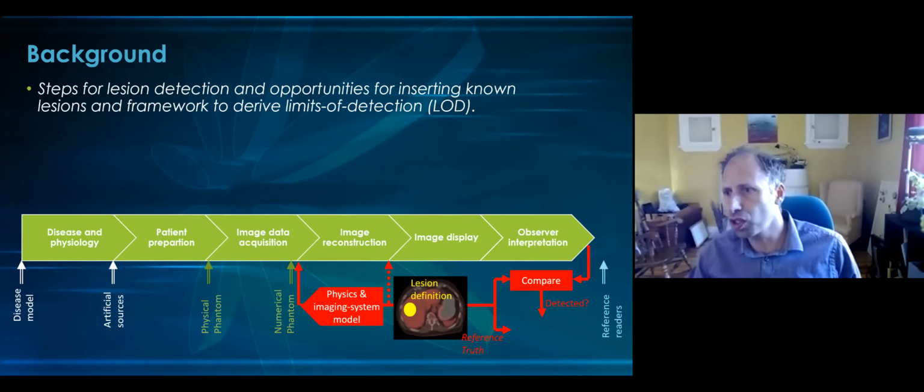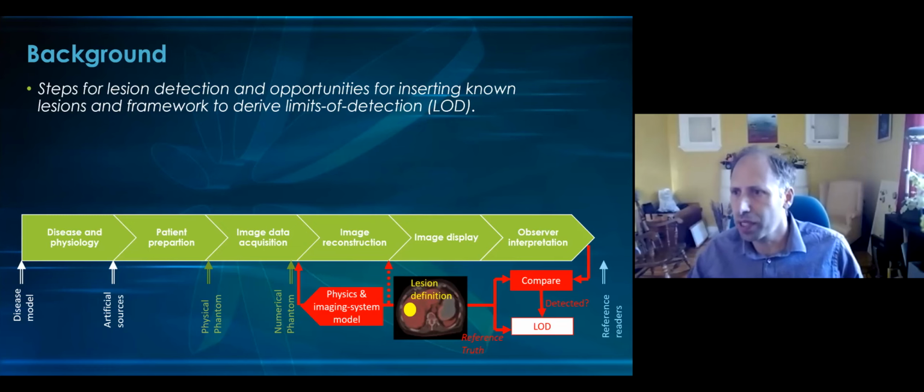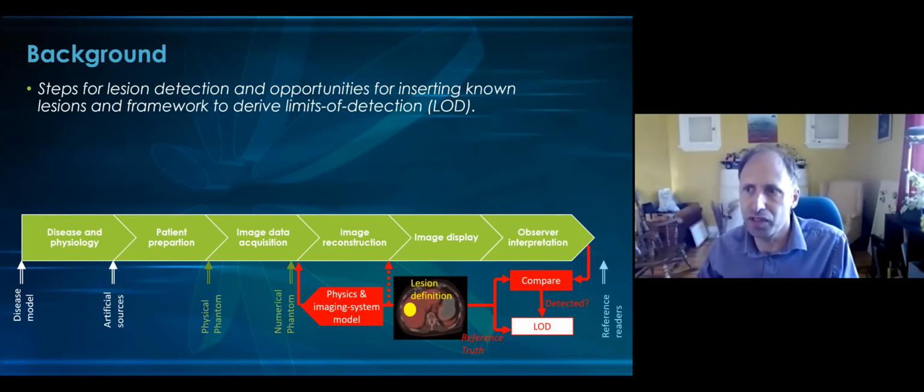And now when the viewer looks at the image with the synthetic lesion, we can compare their performance to that reference truth and say, not only did they detect that lesion, but maybe we can also create a metric, which I'll talk about in a bit more detail, that I call the limits of detection. So what are the characteristics of that lesion that define the limits of whether it's detectable or not? How small is it? How faint is it? And can we use these limits of detection as a parameter by which we can benchmark or compare the performance of different readers or different technologies?